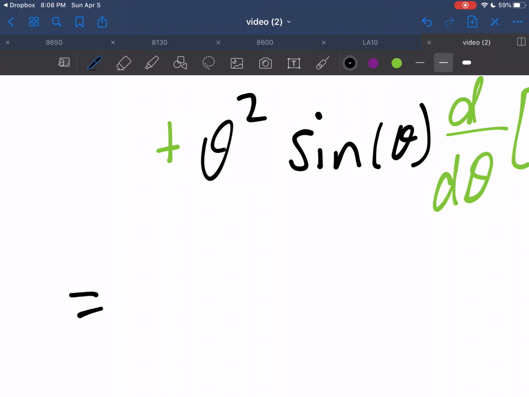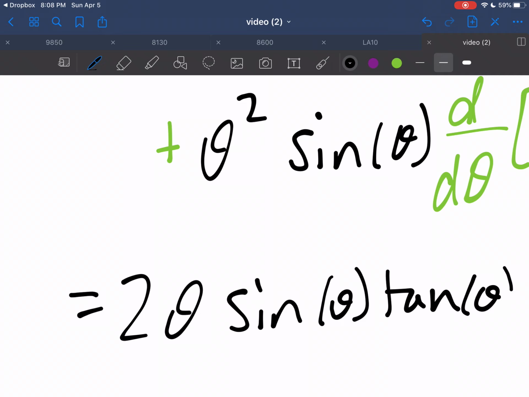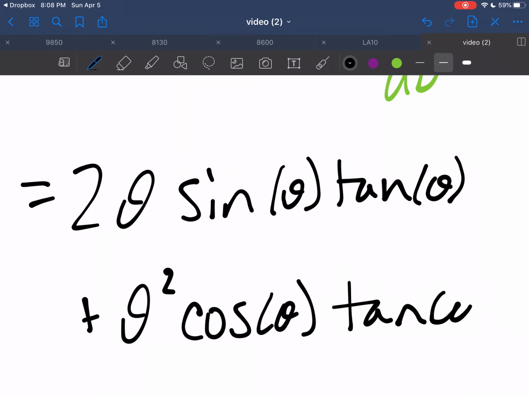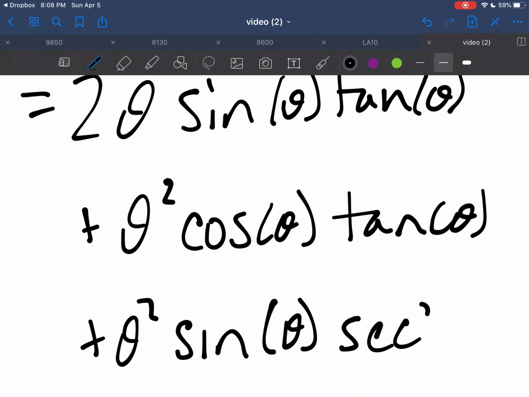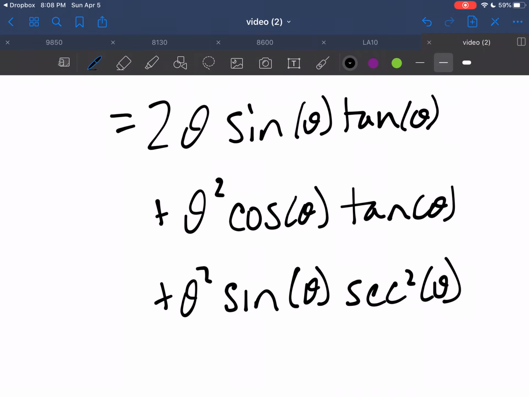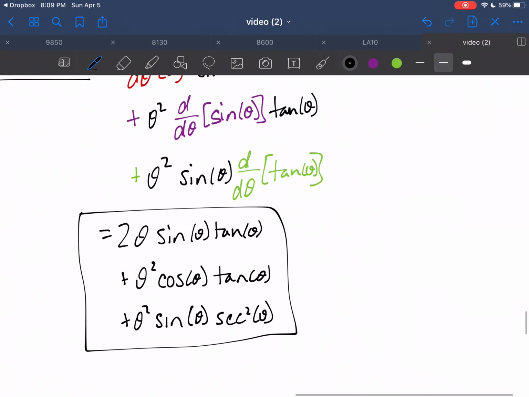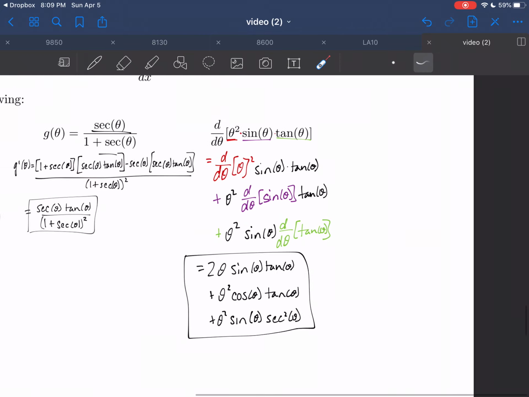So we get 2 theta, sine of theta, tan of theta, plus, and then in this case we're taking the derivative of the sine of theta, so that was cosine of theta, times tan of theta. And then in this case we're taking the derivative of the tangent of theta, which we know is secant squared of theta. Okay, and then we leave that. Okay, I guess I had room enough to write it out going like this, but you see what's happening.